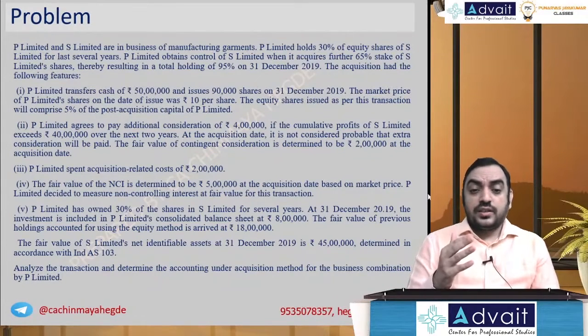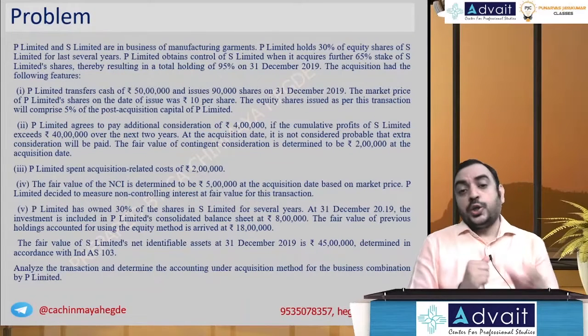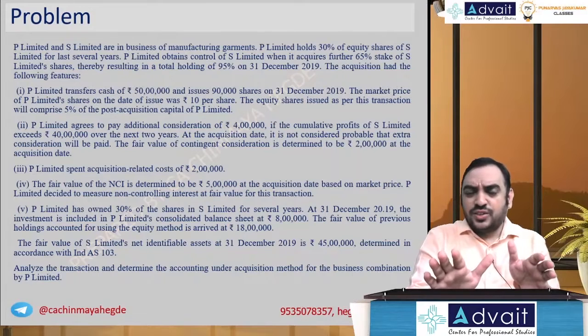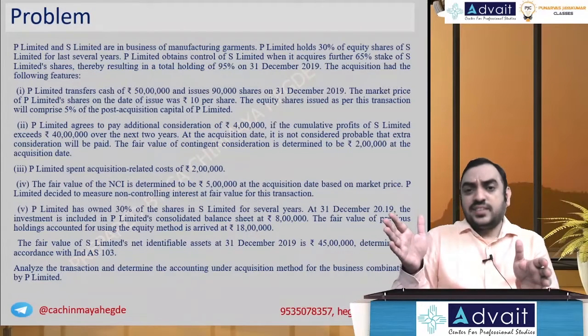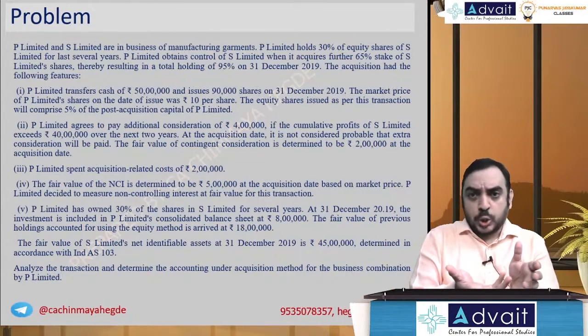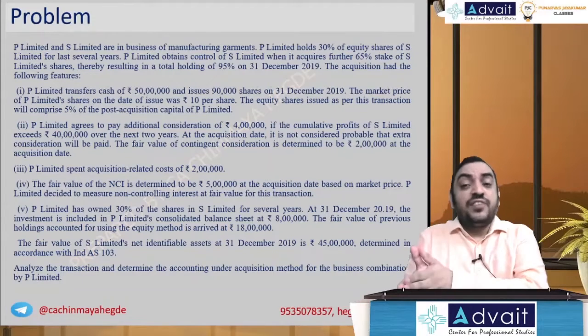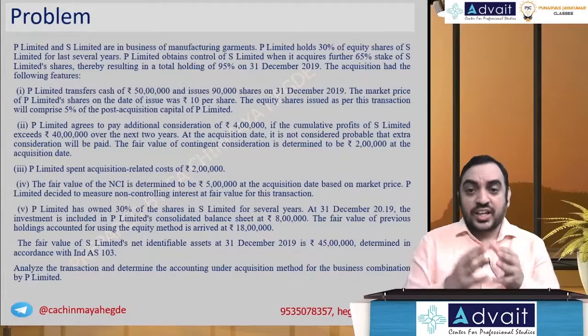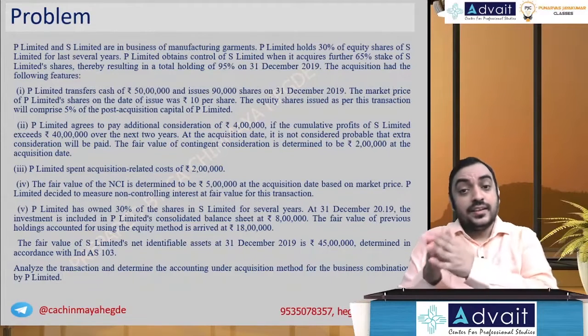So which scenario will this fit into? You are having 30% earlier, which is reasonable to say other things remaining constant, you are not having control with 30%. 65% you got, that becomes 95. So we can say that you got the control in the second acquisition.